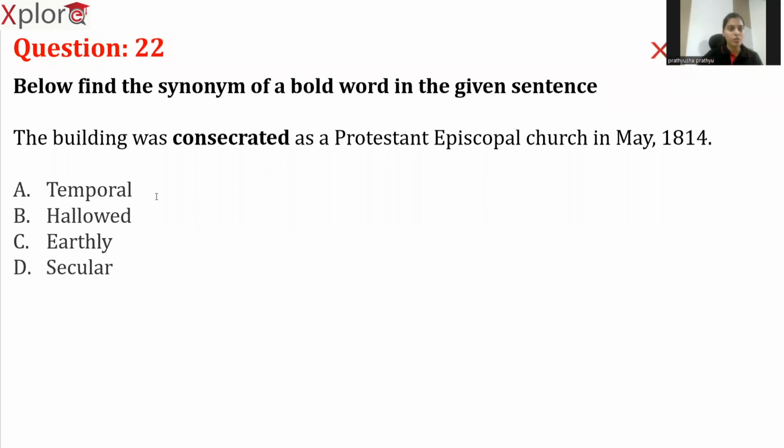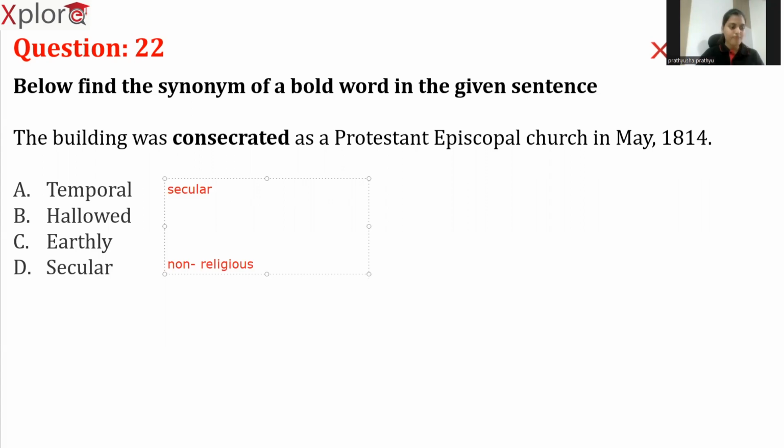So let's take a look into it. Temporal meaning secular. And again, the meaning of secular is something which is unreligious or non-religious, which is not connected to any spiritual ways or religious thoughts. Okay, non-religious. Sacred, holy means something which is totally religious, right? And we believe that it is a sacred and holy thing, right?